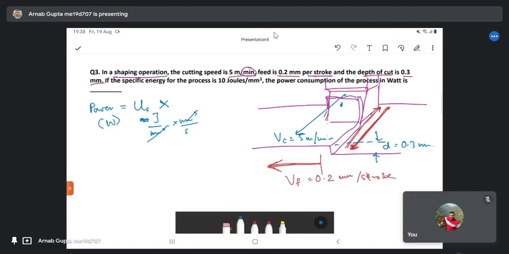So like that, this formula is coming. So that material you are removing per unit time is nothing but the material removal rate. We know that the material removal rate is nothing but Vc into Vf into D. Sorry.